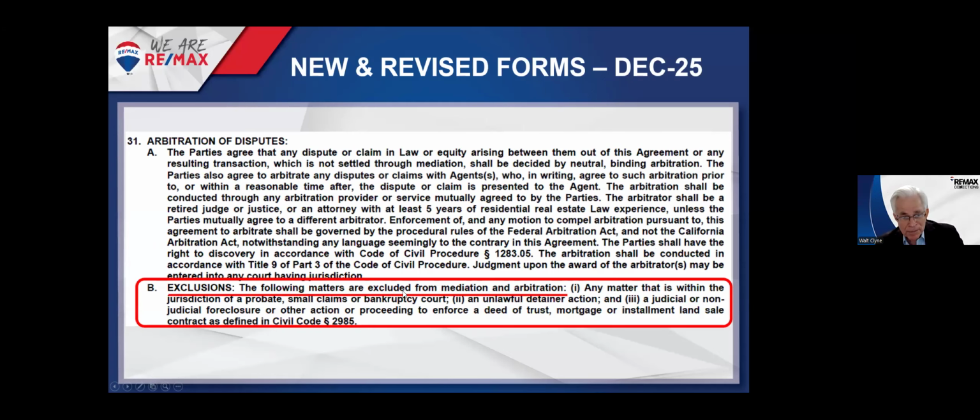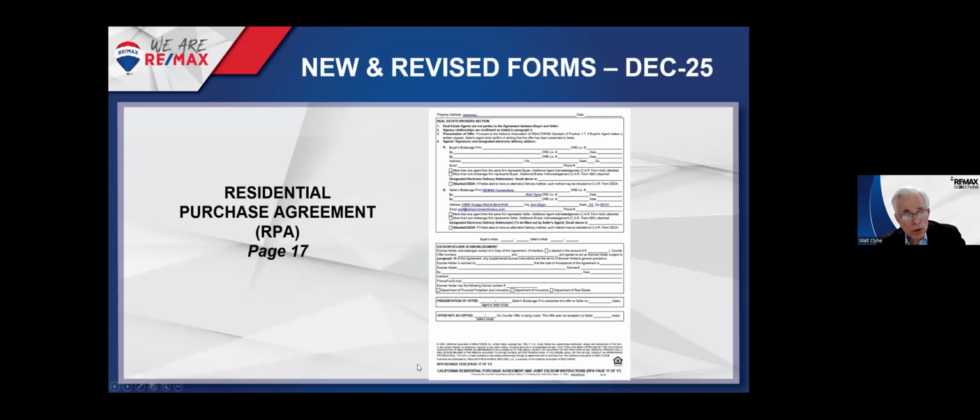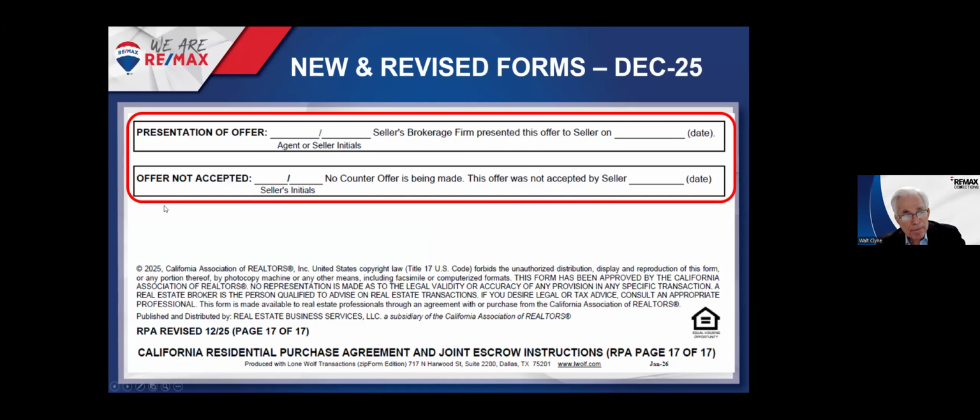Any matter is excluded from mediation that is in the jurisdiction of a probate court, a small claims court, or a bankruptcy court, or an unlawful detainer action. Those are exempt from the requirement to mediate and arbitrate. So you have arbitration in your purchase agreement, but the buyer wants to sue the seller in small claims court, they can do that. It's right there in 31B. Okay, page 17, they moved the offer not accepted to the very end of the agreement.